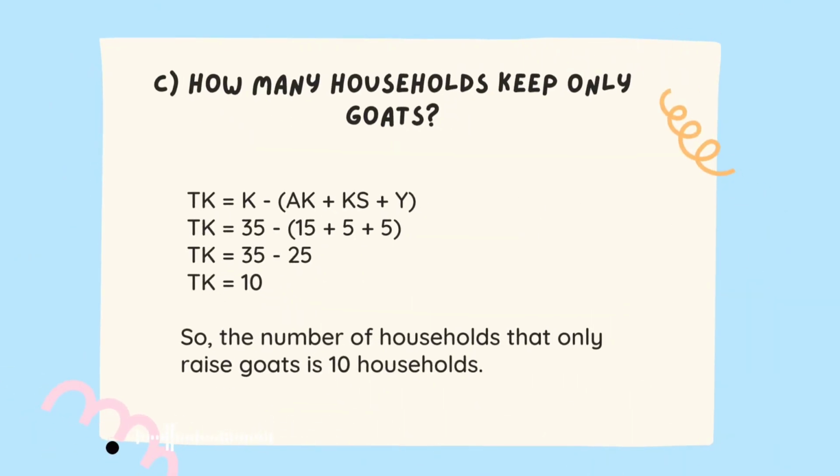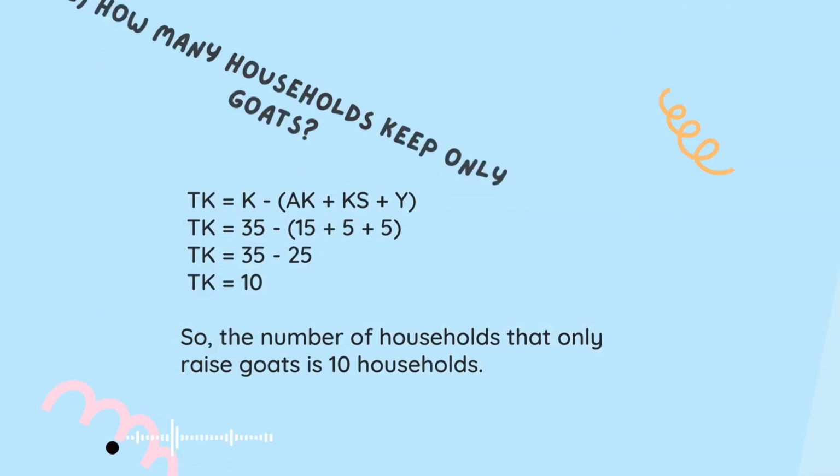For the question, how many households keep only goats? We assume that households that only raise goats are TK. So TK equals K minus (AK plus KS plus Y) equals 35 minus (15 plus 5 plus 5) equals 35 minus 25 equals 10. So the number of households that only raise goats is 10 households.